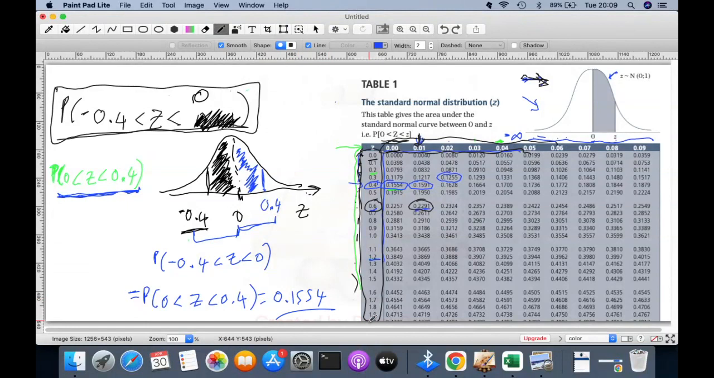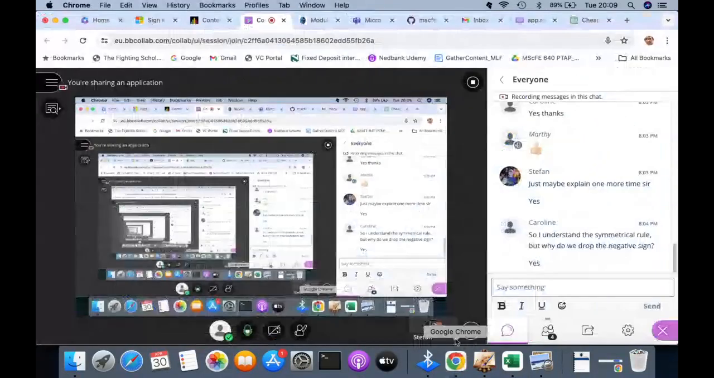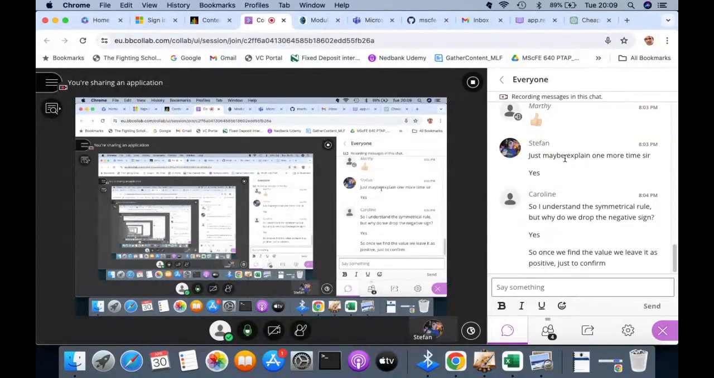So does it answer your question? Does it make sense as to why we drop it? It's because the table doesn't have negative z values. You need to rewrite it in terms of positive z values. Does it make sense? Find the value, we leave it. Yes, because you're only interested in the area. The area is what the answer is.